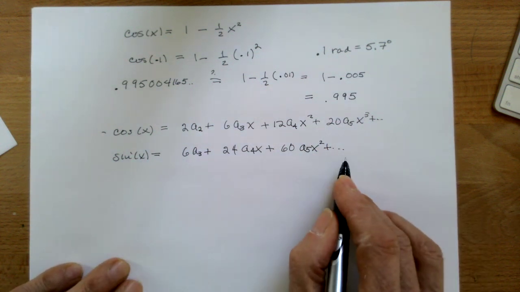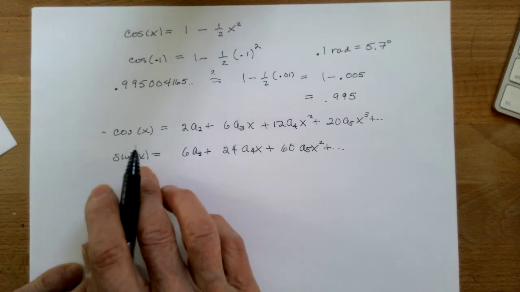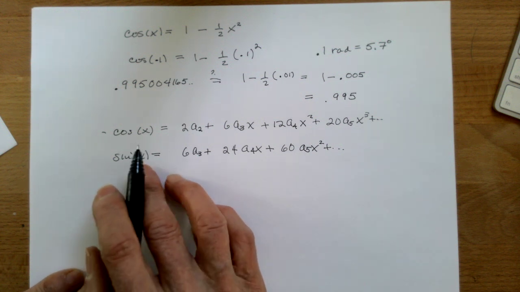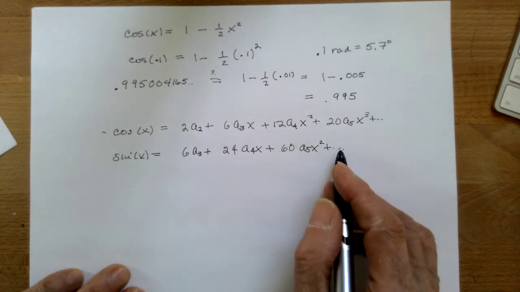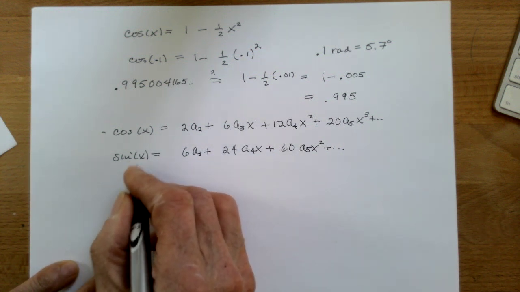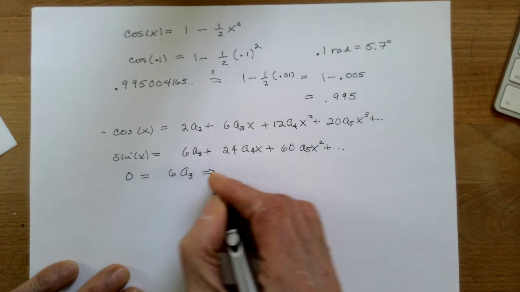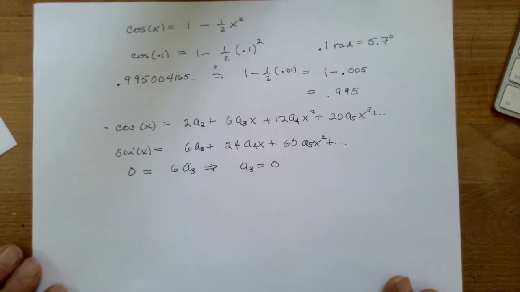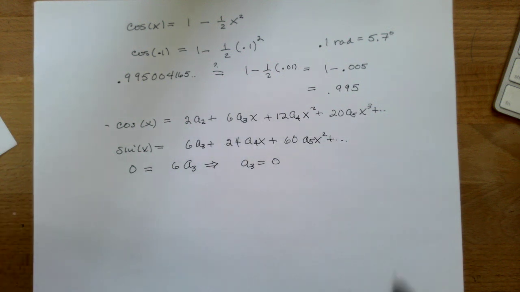And again, we do the same trick. We evaluate both sides at 0. So we did 1 derivative, 2 derivatives, 3 derivatives. I think this is the third derivative already. So now we plug in x equals 0 on both sides, and we get sine of 0, which is of course equal to 0, is 6a3, which implies a3 is 0. And again, we expect that because a3 is in front of an x cubed term, and that's an odd power.